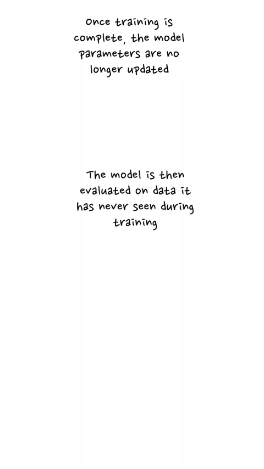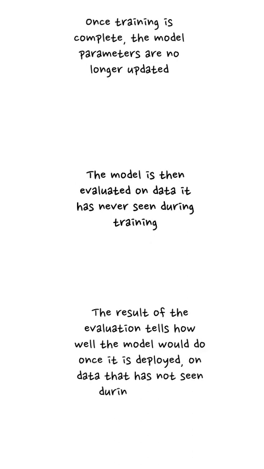Once the model is trained, the model parameters are no longer changed. The model is then evaluated on data it has never seen during training. The result of the evaluation is used as a metric of model performance. It essentially is a measure of how well the model is likely to do on data that it has never seen before. The model is now ready for use on the task we trained it to solve. We typically call this inference mode to distinguish it from training mode.